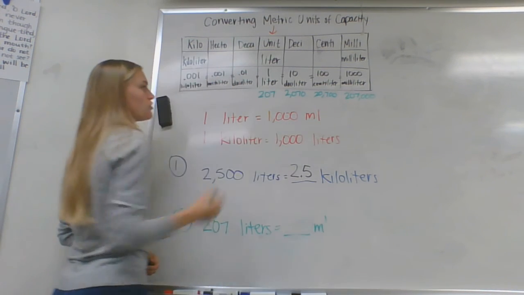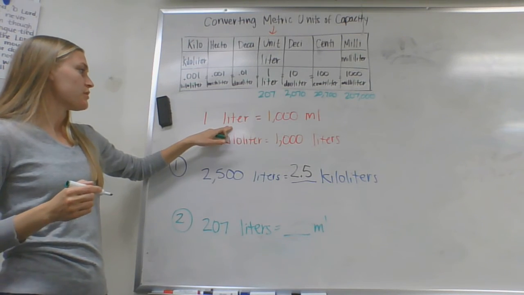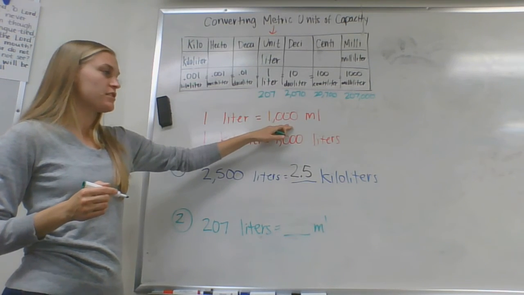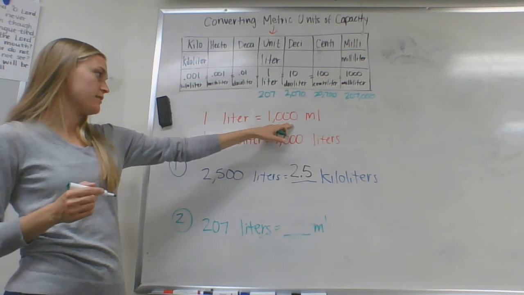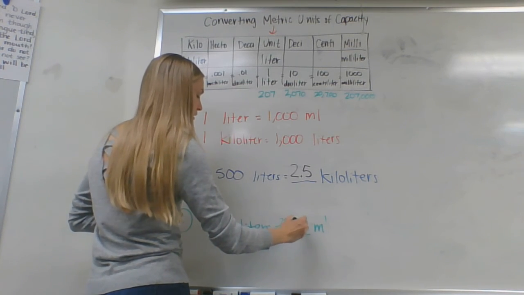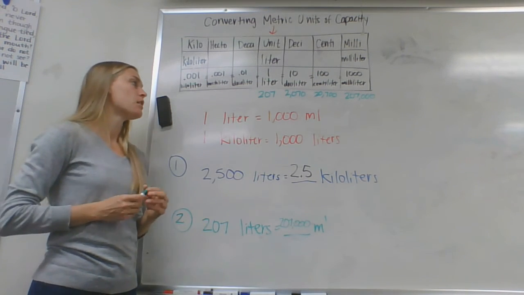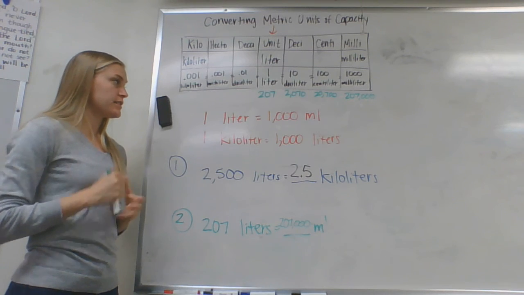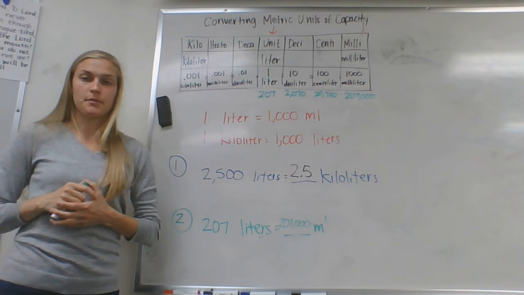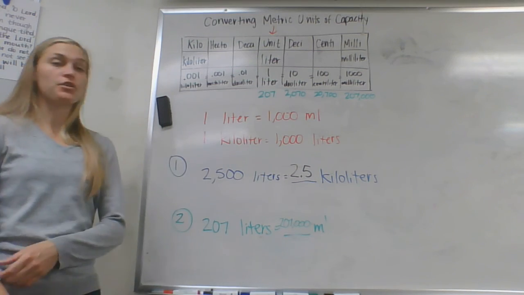Now you can just jump straight there if you want to and say there's 207 liters, then I'm going to have 207,000 milliliters because there's 1,000 milliliters in every liter. That's fine. This would be 207,000 milliliters, which is a lot. All right, and so that's how you convert metric units of capacity. You guys have a Moby Mac assignment on converting the metric units of capacity.